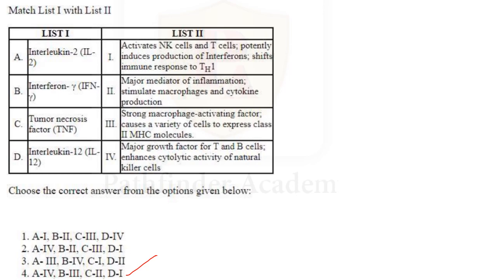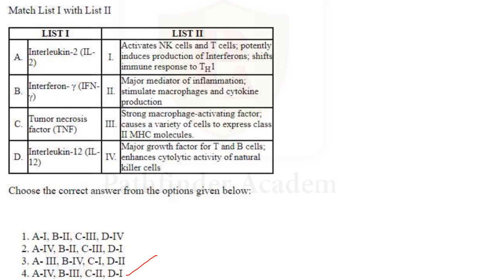Then next one, match list 1 with list 2. Interleukin 2: major growth factor for T and B cell, enhances cytolytic activity of natural killer cells. That is A4. Interferon gamma, IFN gamma: it is a major mediator of inflammation. No. So 3: strong macrophage activating factor, causes a variety of cells to express class 2 MHC molecules. That is correct. So option 4 is the right answer.